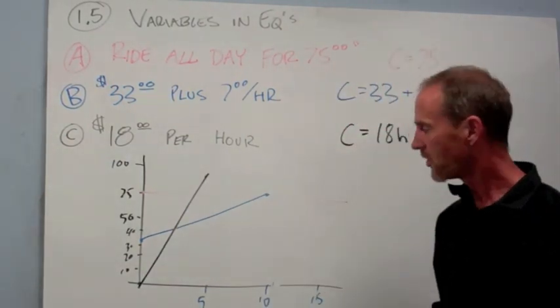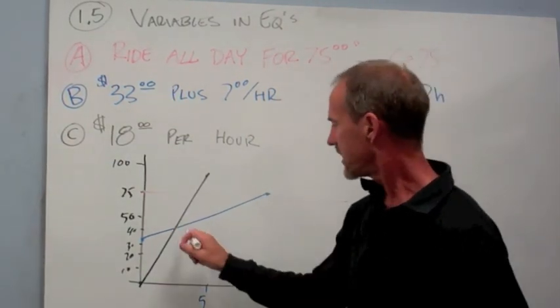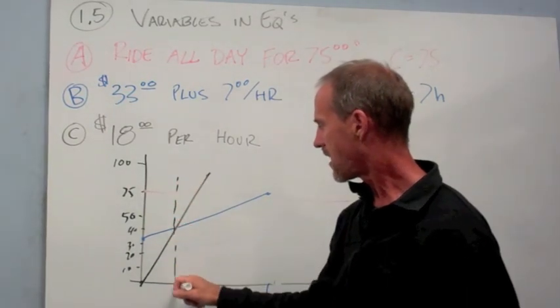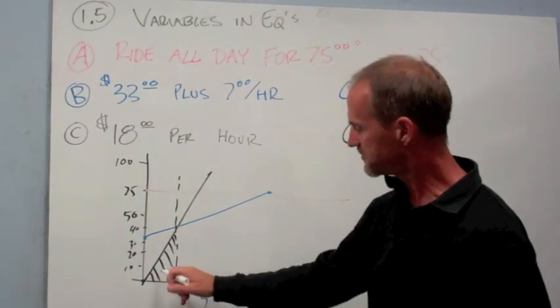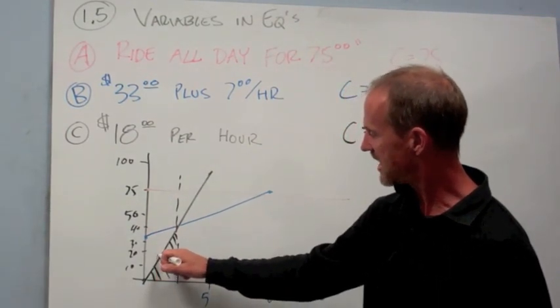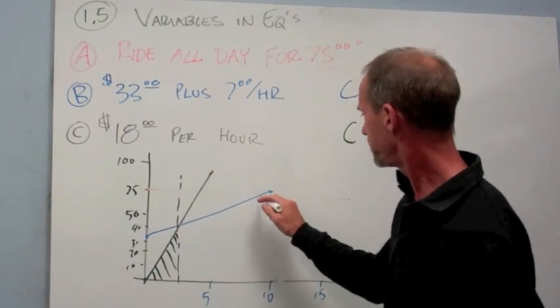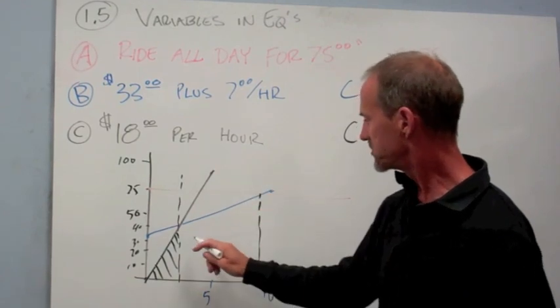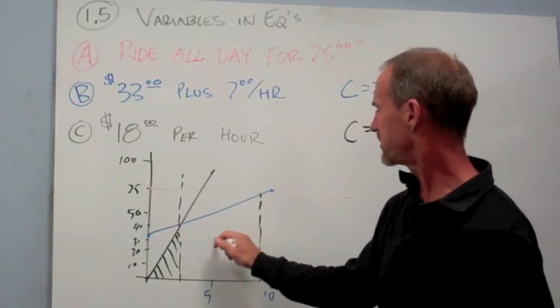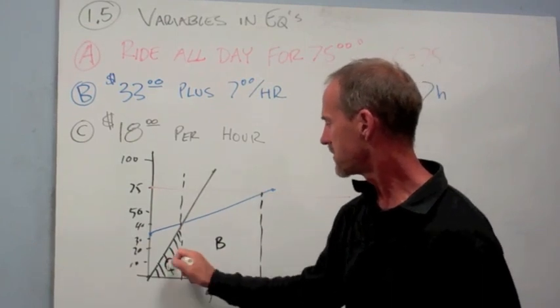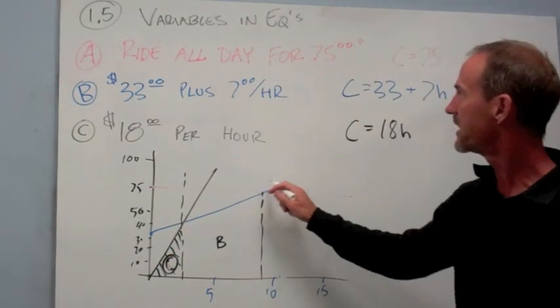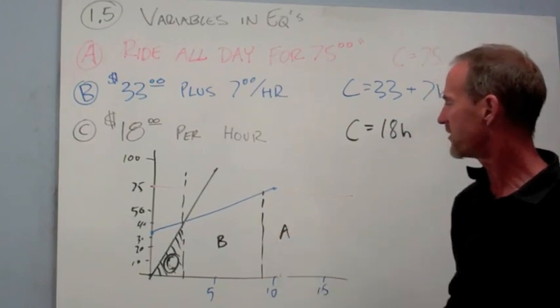Okay? So you can see that in the beginning, up until I get somewhere about there, this is going to be the cheapest plan. This is the lowest line I can find. And then between here and here, this plan B is going to be cheaper. This is plan C. And then finally, plan A is going to be the cheapest out here.